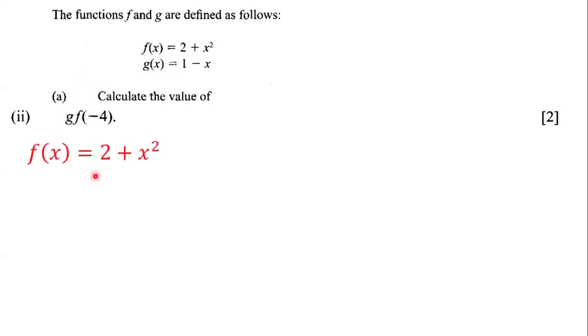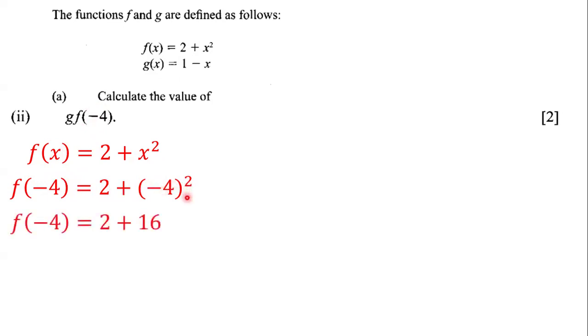So what is f of negative 4? Well, we know that f of x is equal to 2 plus x squared. So wherever we see x, we're going to put negative 4. And so x is here, so we put negative 4. x is here, so we put negative 4. So we have f of negative 4 is equal to 2 plus negative 4 squared, and negative 4 squared is negative 4 times negative 4, which is positive 16.